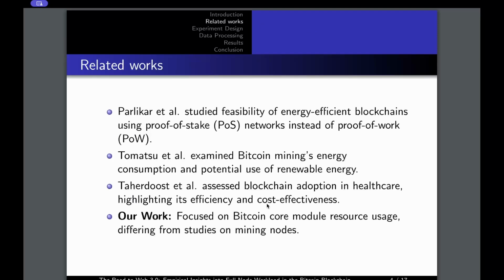We've seen previous related works where the authors try to understand the energy efficiency of a blockchain when using proof of stake instead of proof of work. The work done by Thomas examined Bitcoin mining energy consumption and the potential use of renewable energies. And there was some study where the authors focused on blockchain adoption in healthcare, highlighting its efficiency and cost effectiveness. In our work, we solely focus on a Bitcoin full node, and we try to analyze its vitals such as networking and power consumption.